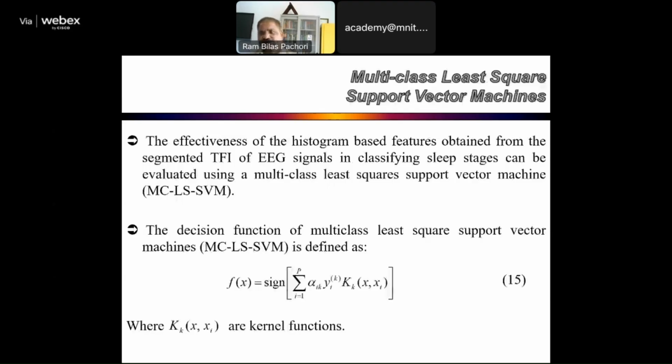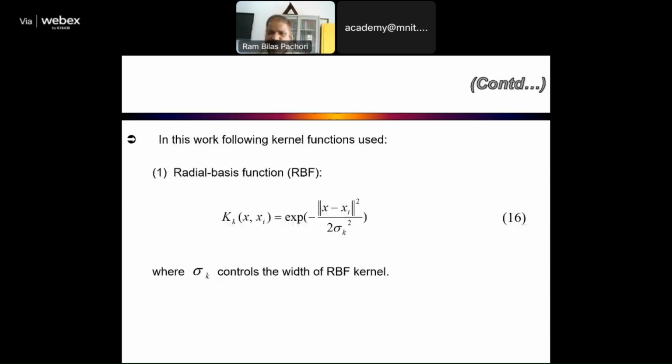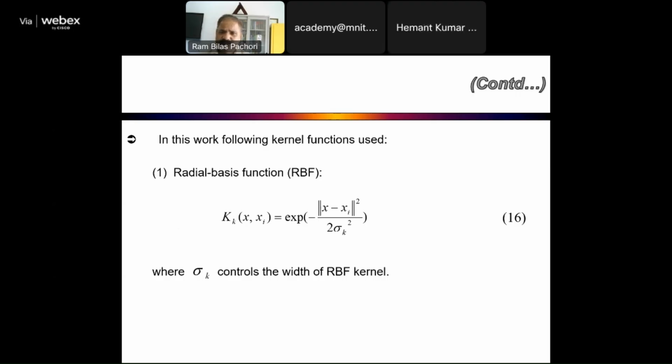Once you have obtained these features, this is a multi-class classification problem. So the multi-class least square support vector machine classifier is used for classifying. The multi-class least square support vector machine is defined by equation 15. And here we need kernel functions which are multi-class. So in this work, the following kernel functions are used.